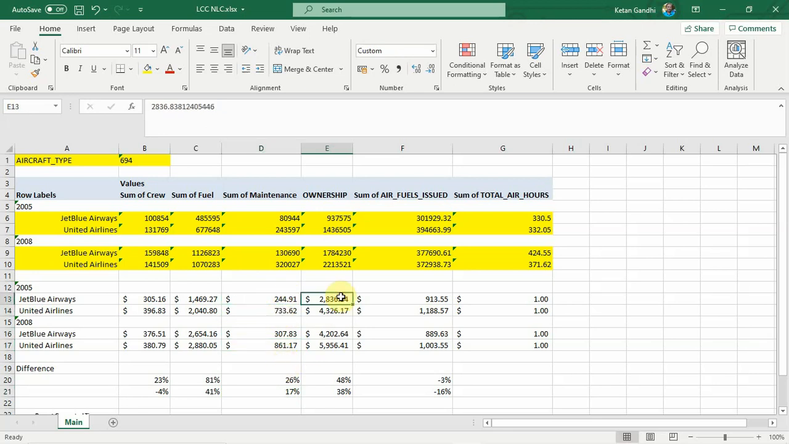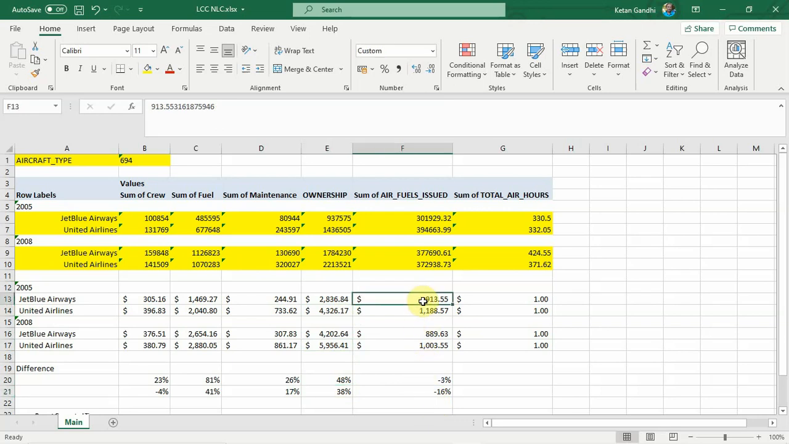Then you will have the ownership. Have a comparison of ownership. Ownership is done by leasing also, or the airline can have their own aircraft also. So a lot of factors to be considered here, with the factors of depreciation also. So the ownership cost here for JetBlue 2005 and 2008 is here. There is an increase of 48% in the ownership cost, whereas United Airlines has these figures for 2005 and 2008. The increase is 38%, almost 10% less than JetBlue.